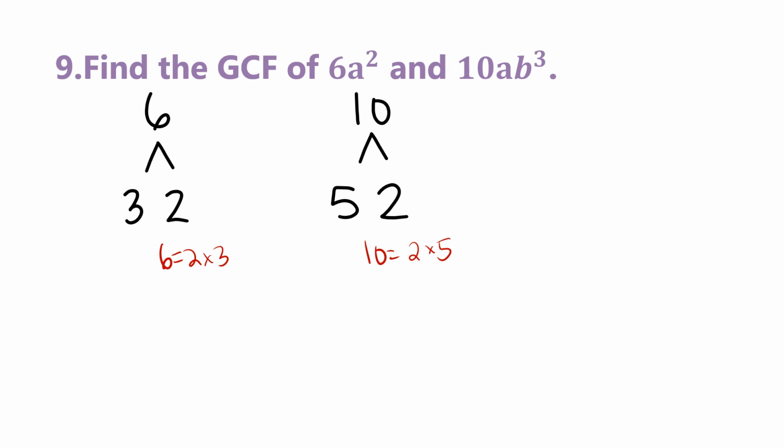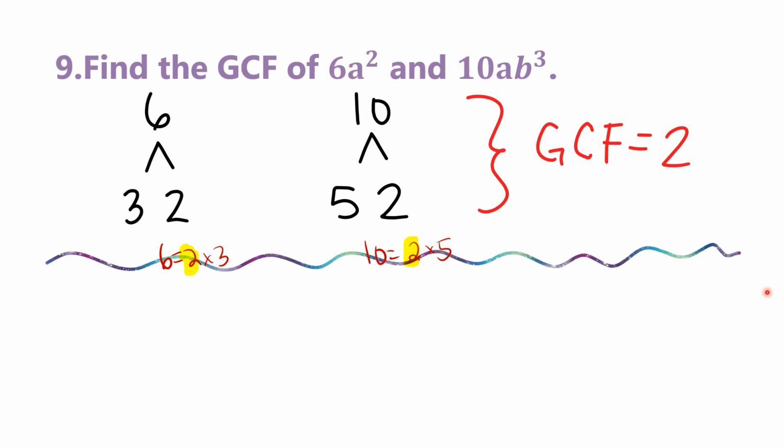Then you ask yourself, what do these prime factorizations have in common? They both have a 2, right? So the greatest common factor is 2. Now we've taken care of the 6 and the 10, so now we're looking at the variable portion.